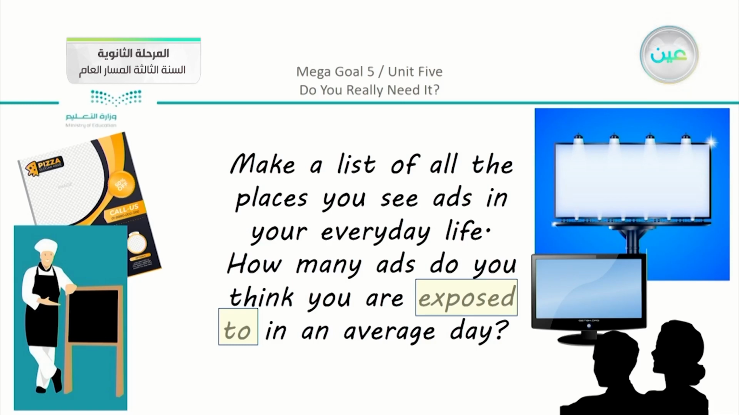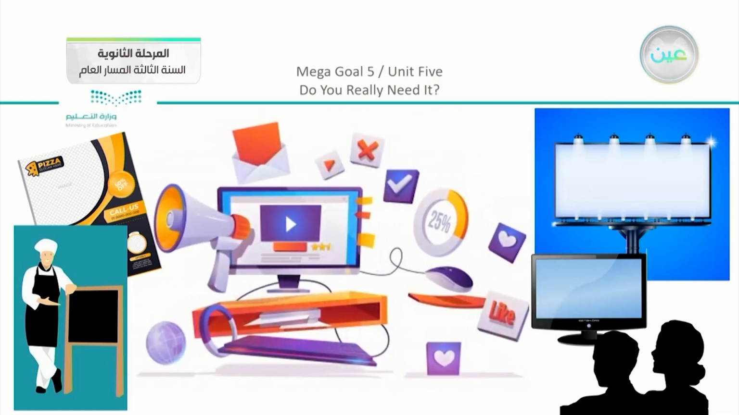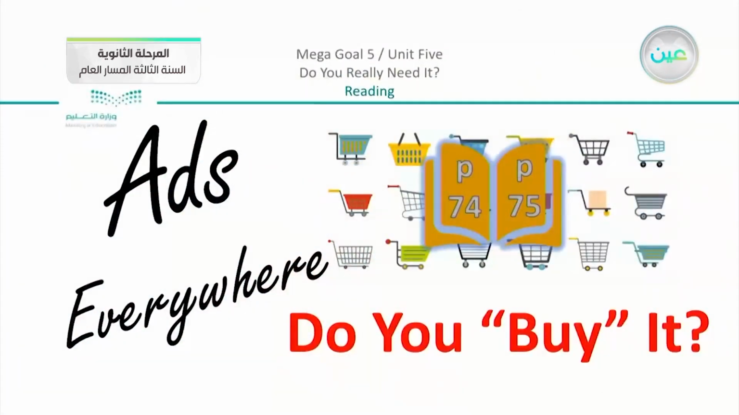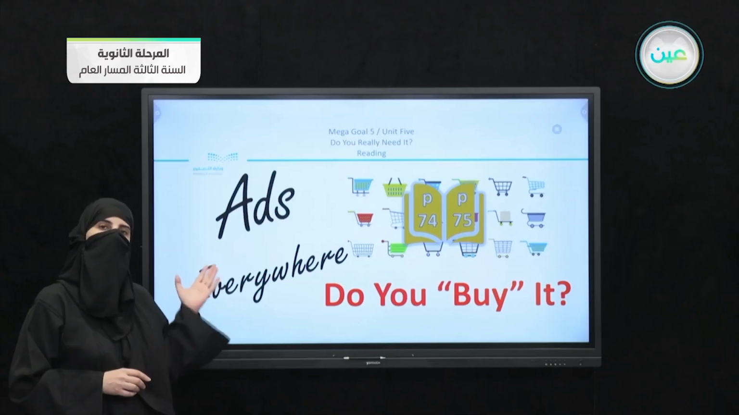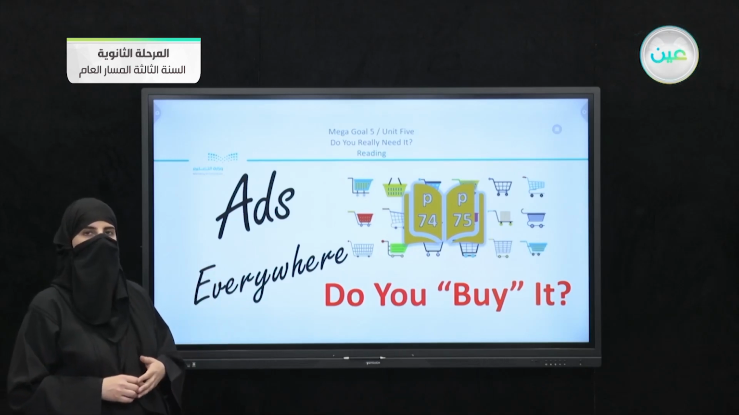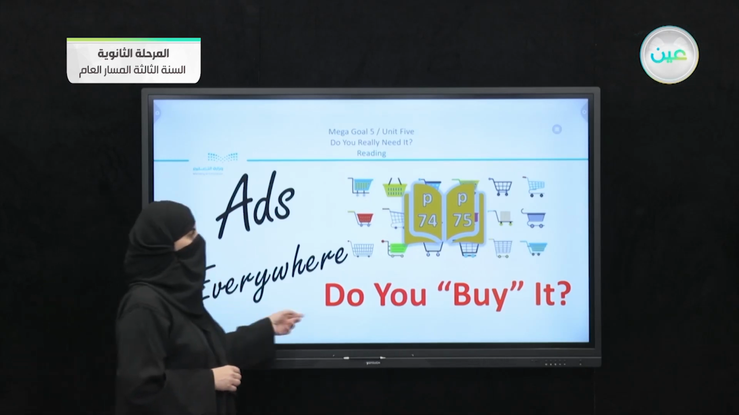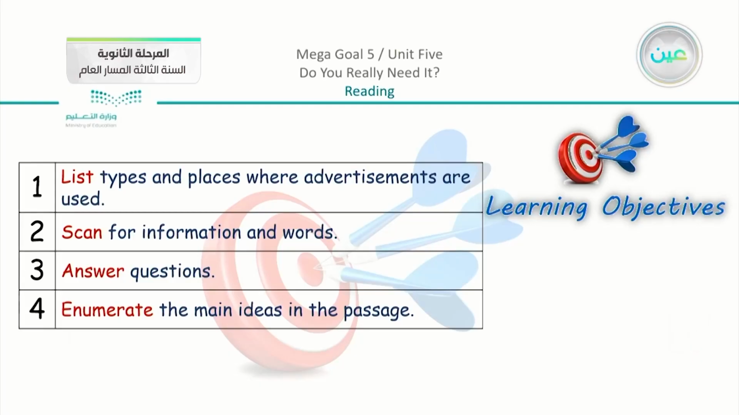We can see these ads in different places, as you can see here. And of course, the basic part in our everyday life, which is social media. So we are going to talk about ads everywhere. And we have here the subtitle, Do You Buy It?, on pages 74 and 75, which is going to be our reading lesson.